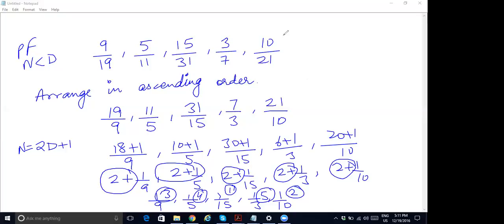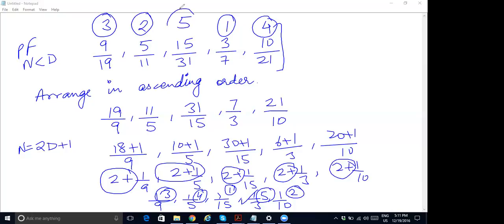So if we have to write now, 5 is corresponding to 1 by 3. So this is the greatest. 1 by 3 is the greatest here, so this will be the smallest in the actual fraction. Then fourth, then third. This is second in the reciprocal, so it will be fourth here, and the smallest in the reciprocals will be the greatest value. Does this make sense? Yes.